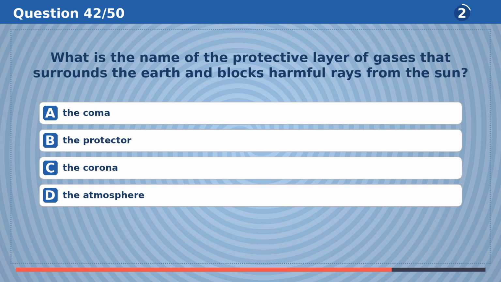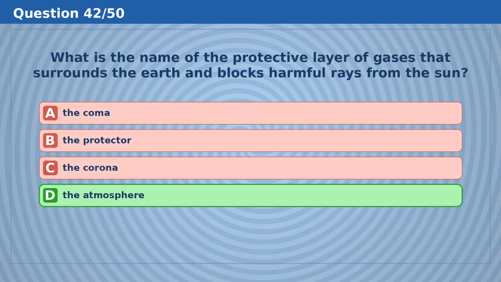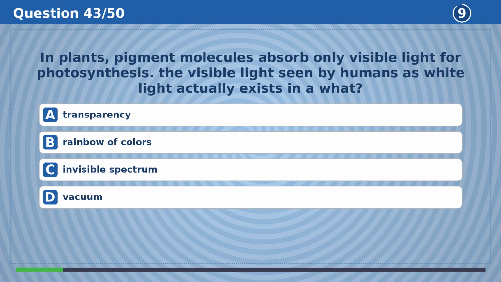What is the name of the protective layer of gases that surrounds the Earth and blocks harmful rays from the sun? The answer is D. The atmosphere.